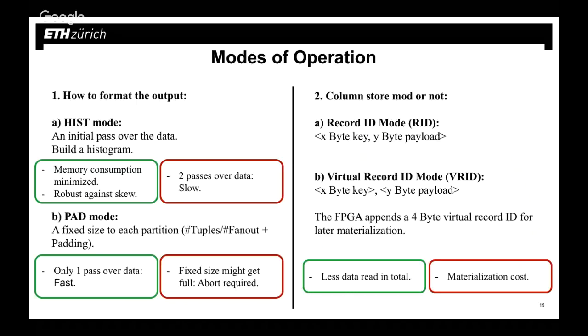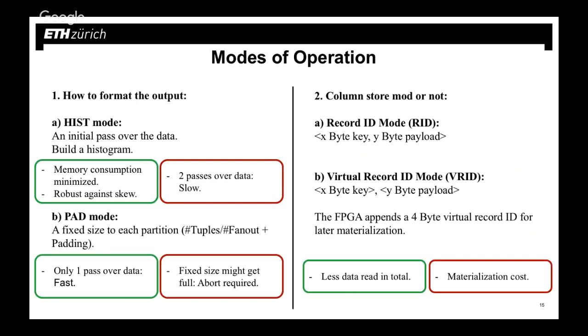And in the second mode, the virtual record ID mode, we have an X byte key and the Y byte payload stored separately in memory. So if you want to partition on the keys, for example, we only read the key column, but then we have to append a virtual ID on the FPGA to enable materialization later on. If you don't do that, the reshuffling during the partitioning process would make the materialization impossible.